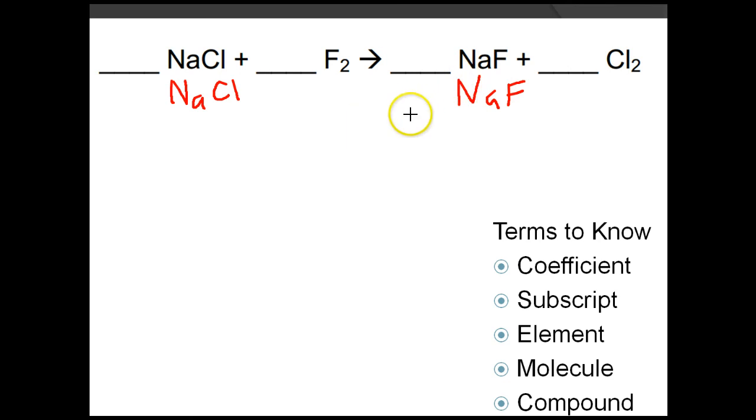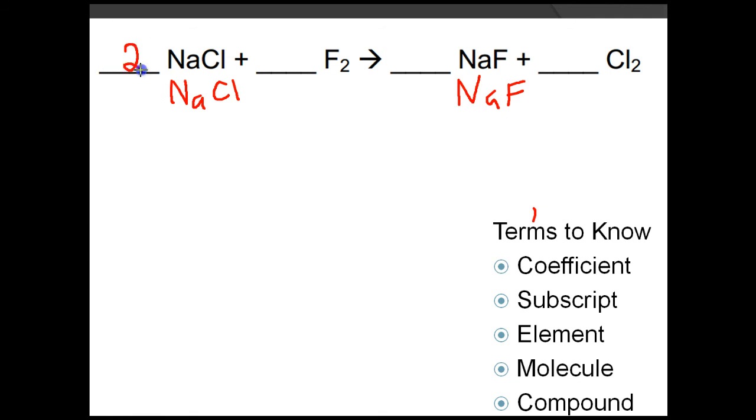To finish off a balanced equation though, once I have the right number of elements, once I know how many molecules I need, I have to add what's known as coefficients in front of each molecule, element, or compound. So a coefficient is literally just a big number and it just tells you how many of each thing you have.